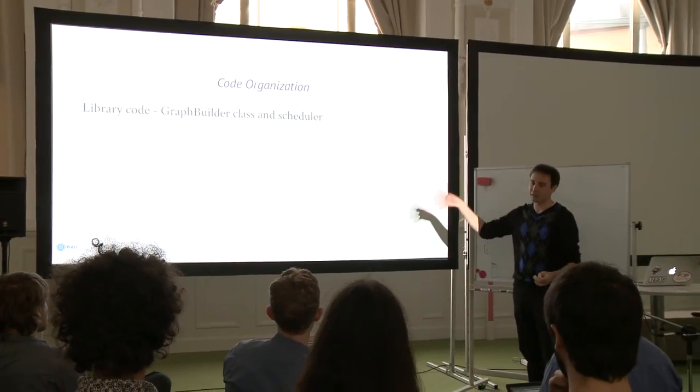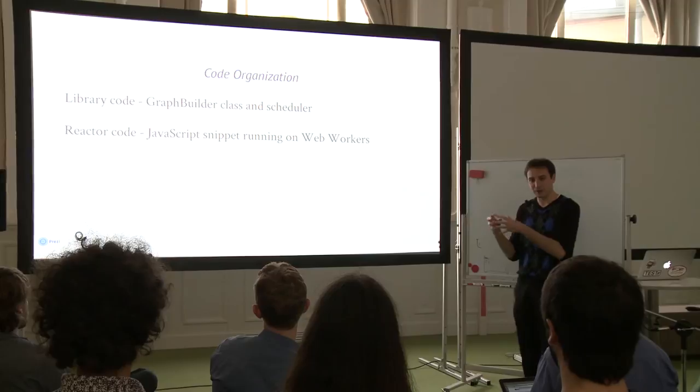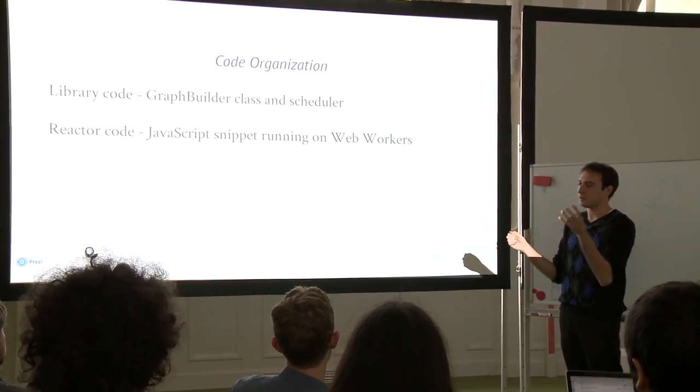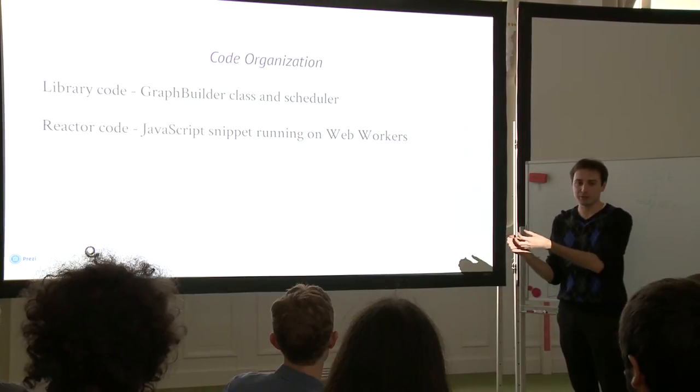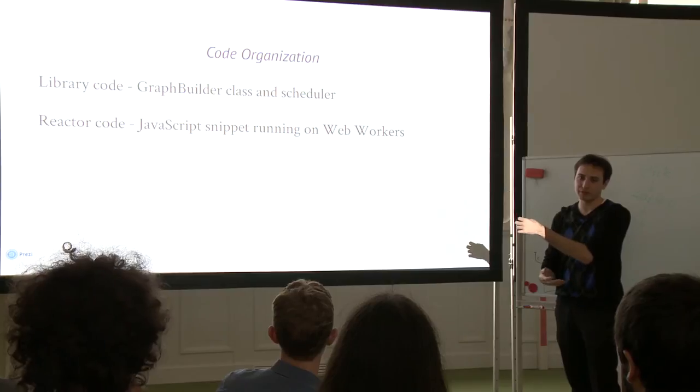And then also the scheduler that I talked about. The reactor code is just a small amount of code that runs on the web worker and basically says, which function should I run? Which arguments should I run? OK, do the function application and then return it to the scheduler. Really basic.